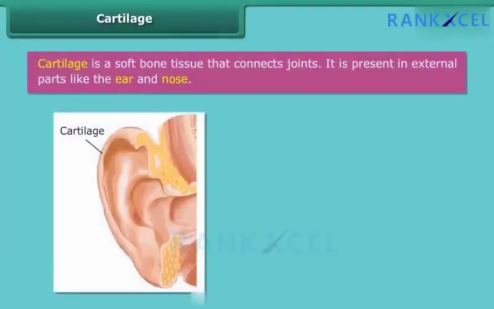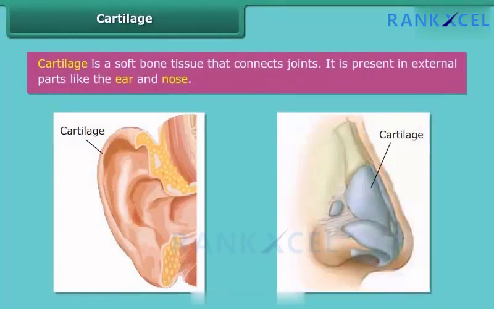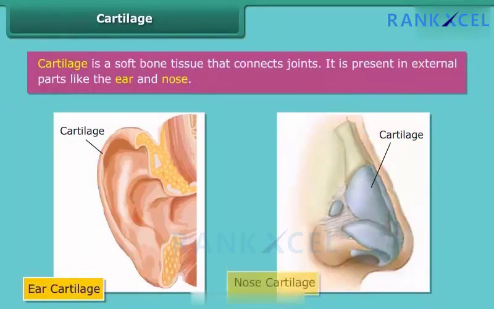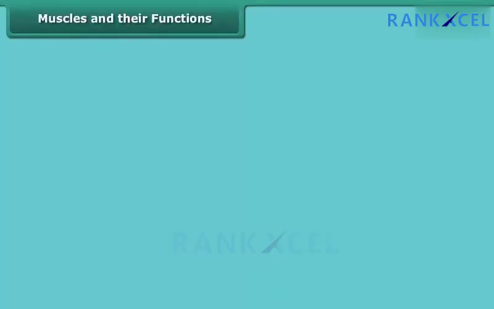Cartilage. Cartilage is a soft bone tissue that connects joints. It is present in external parts like the ear and nose.